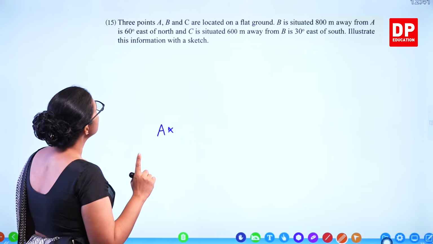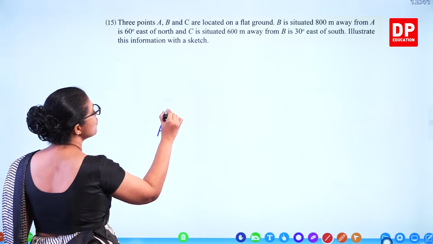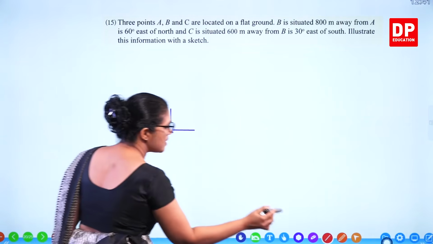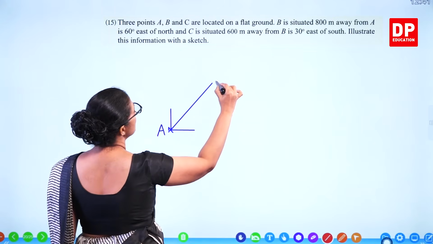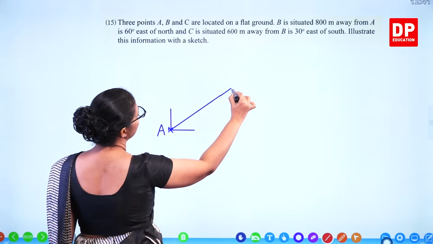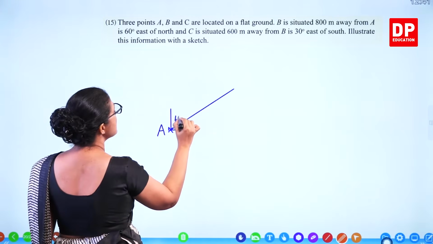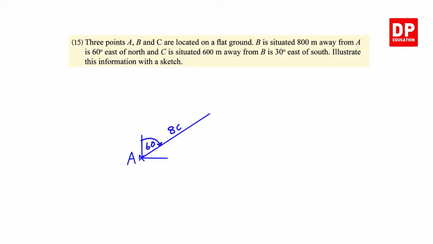60 degrees east of north. So that means you have to draw north and east. 60 degrees from north, so somewhere here. So how many kilometers? This is 60 degrees, and this is 800 meters.